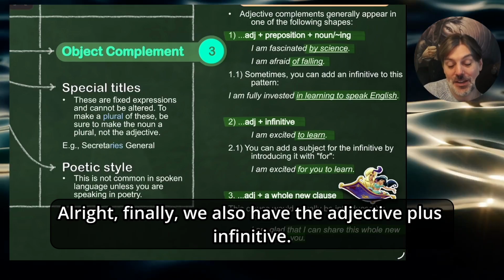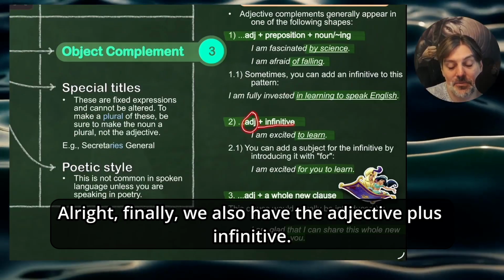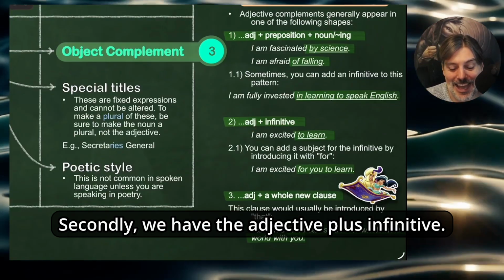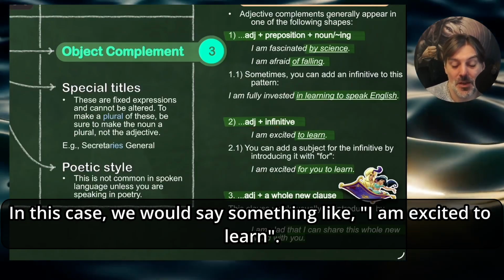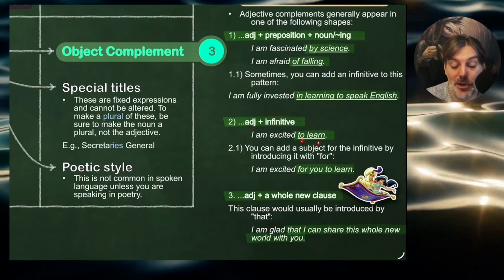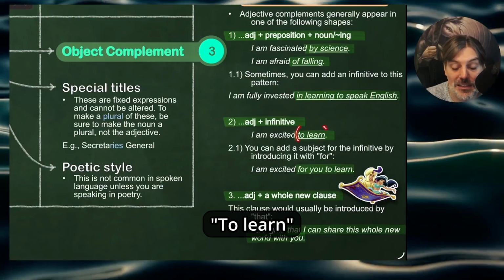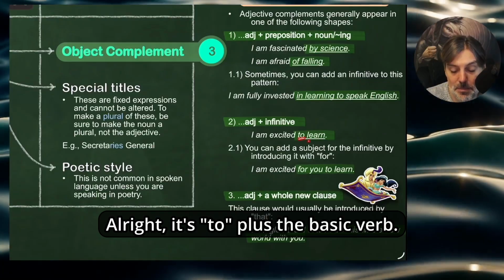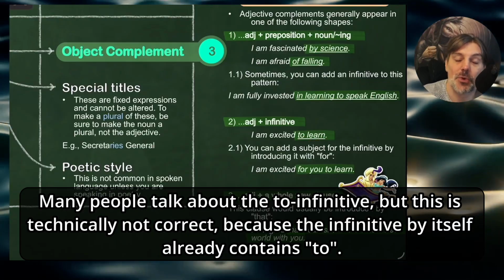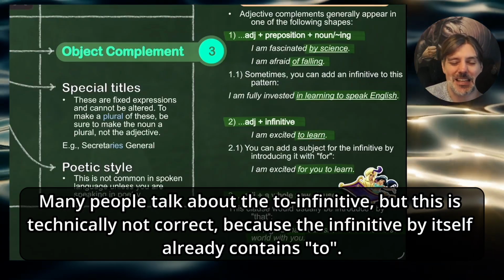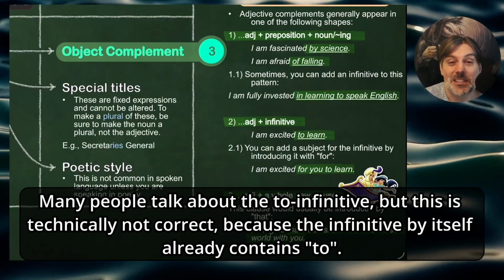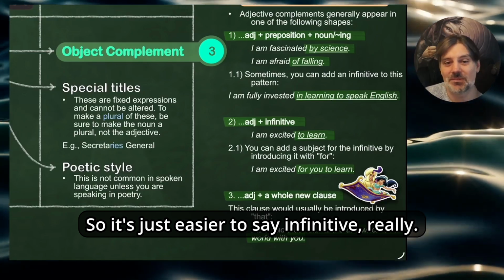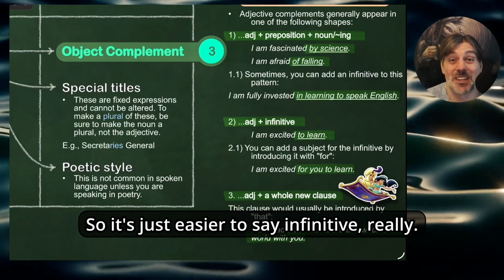All right, finally, we also have the adjective plus infinitive. Not finally yet, sorry. Secondly, we have the adjective plus infinitive. In this case, we would say something like, I am excited to learn. To learn is the infinitive. All right, it's to plus the basic verb. Many people talk about the to infinitive, but this is technically not correct because the infinitive by itself already contains to. So it's just easier to say infinitive, really.